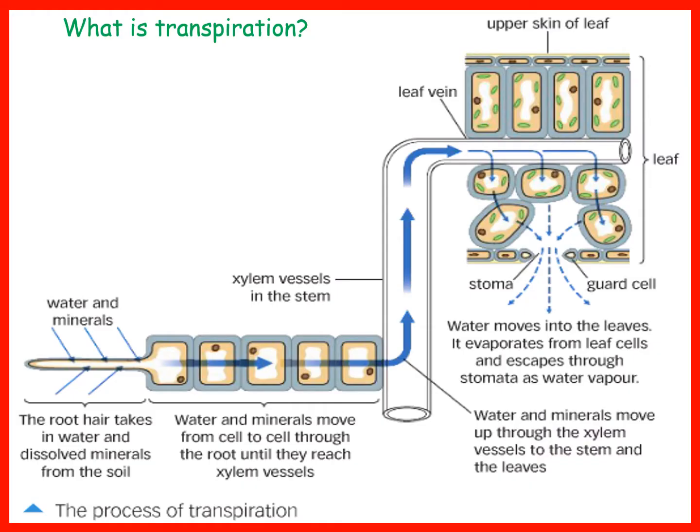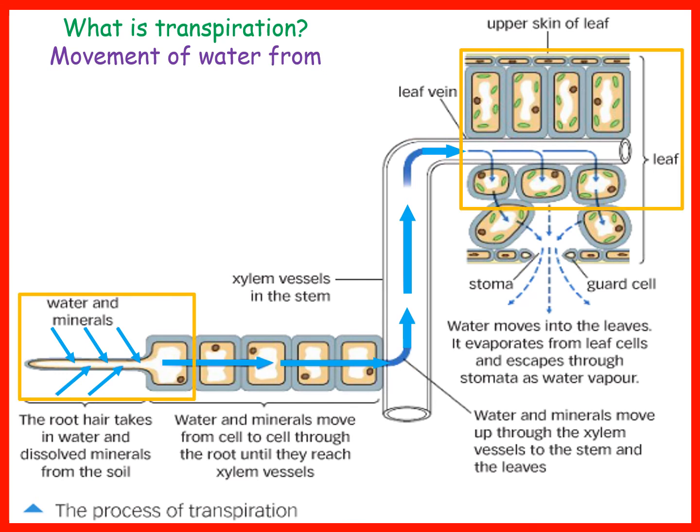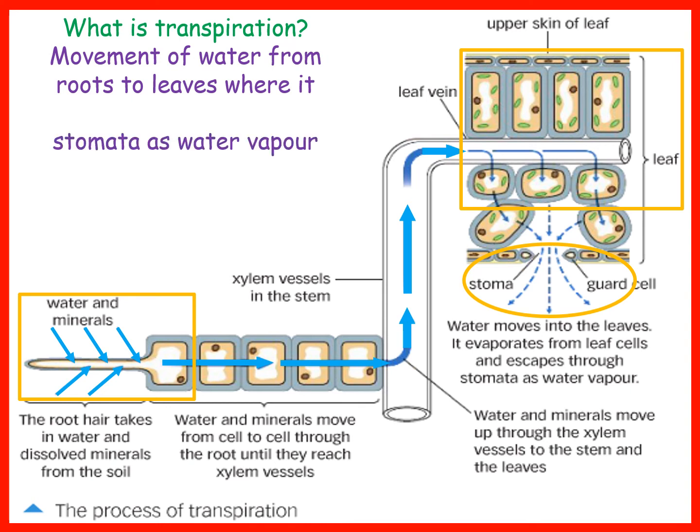What is transpiration? In transpiration, you've got the movement of water from the roots to the leaves. You can see the water then goes out the stomata, and when it goes out the stomata, it goes out as water vapor. So to convert from water to water vapor, it has to evaporate, but then to move out the stomata, it has to diffuse out. So it evaporates and diffuses out the stomata as water vapor.